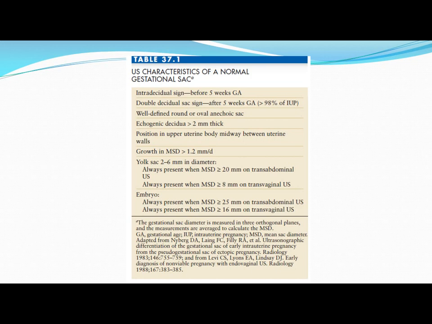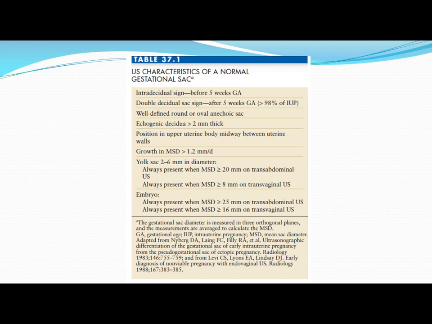Ultrasound characteristics of a normal gestational sac: intradecidual sign before 5 weeks, double decidual sac sign after 5 weeks, well-defined round or oval anechoic sac, echogenic decidua thicker than 2 mm, position in the upper uterine body midway between uterine walls, and growth in MSD of more than 1.2 mm per day.